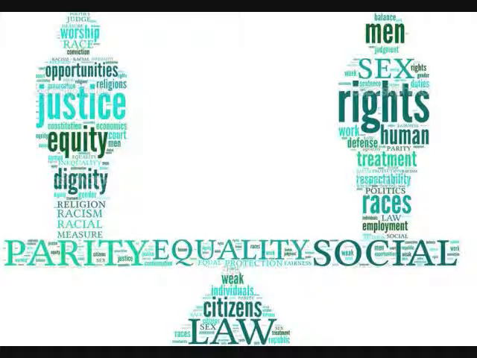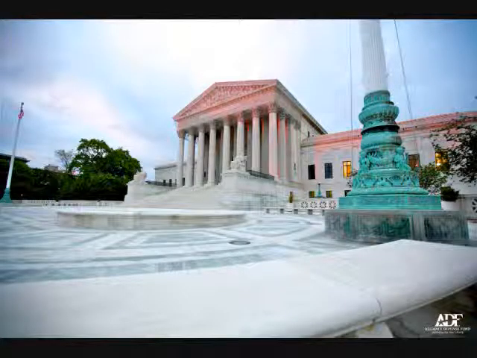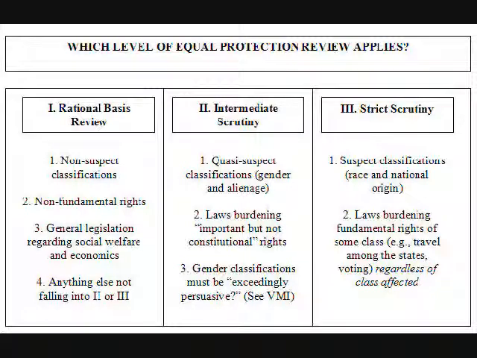Equality does not always mean true equal treatment for all. There are some instances where distinctions need to be made. Such examples include voting rights, driving rights, and drinking rights. This distinction comes into play with the Equal Protection Clause court cases and the three-tiered level of scrutiny utilized to assess these cases. The three levels consist of rational basis review, intermediate scrutiny, and strict scrutiny.